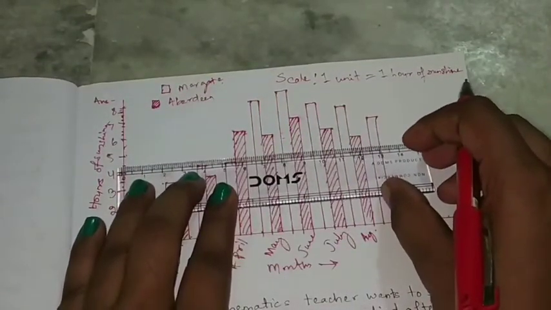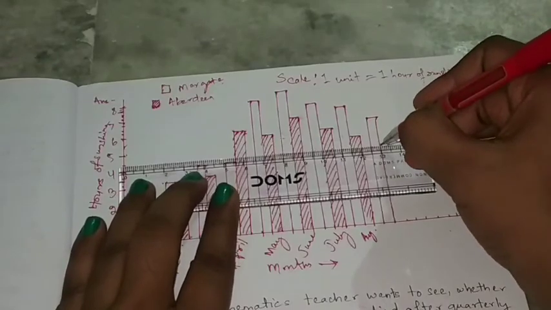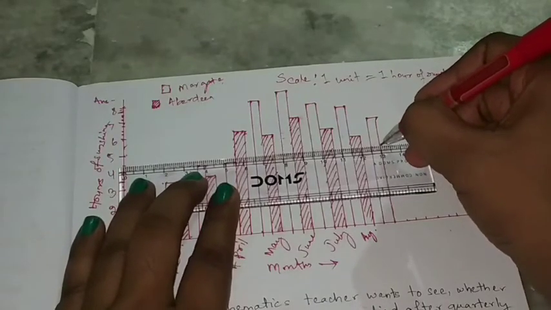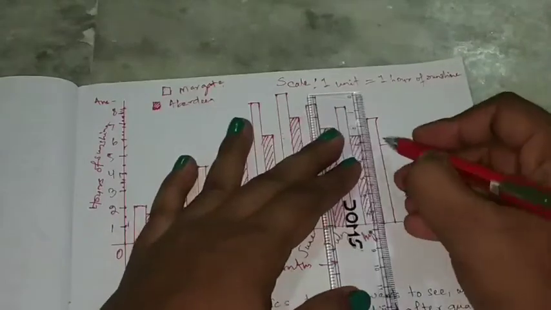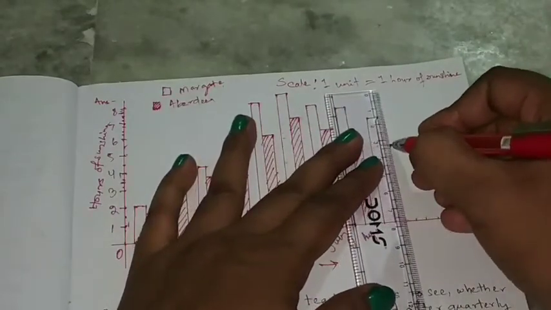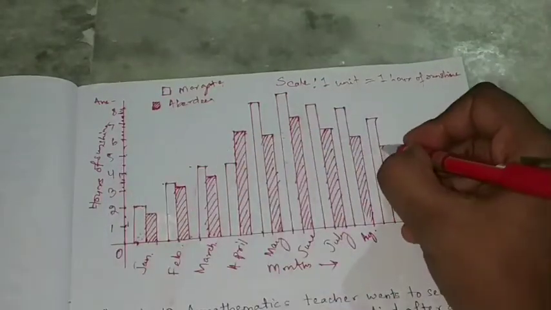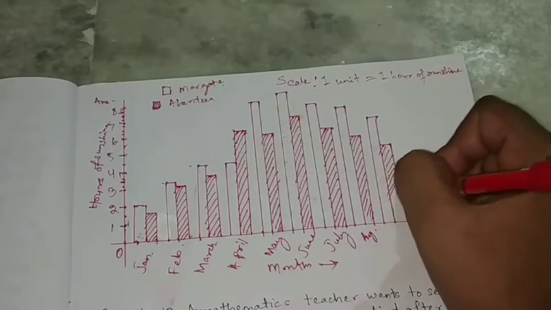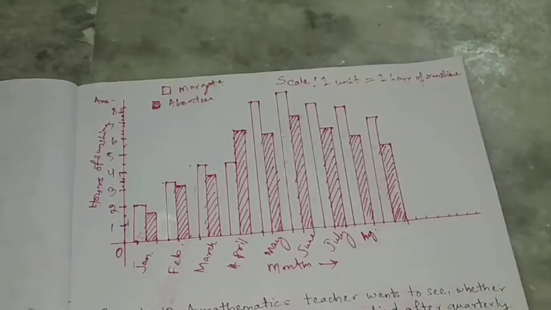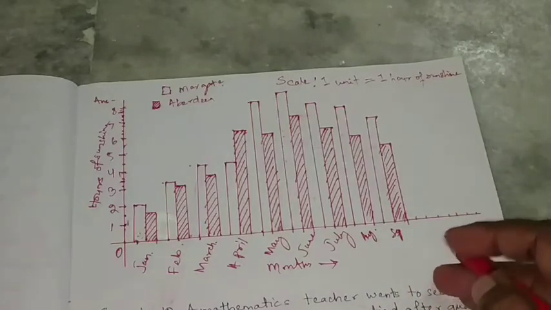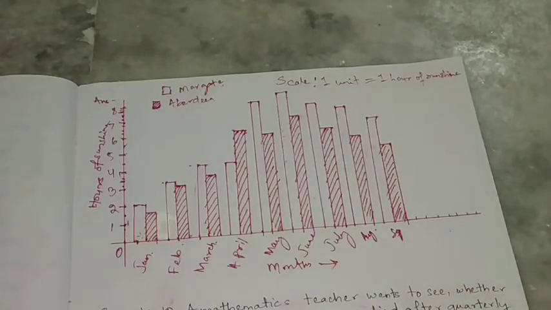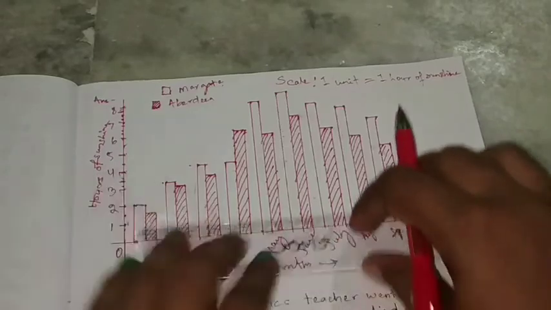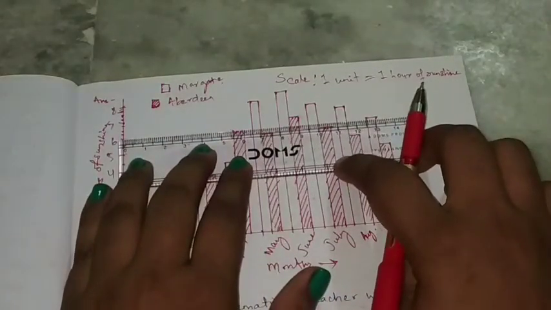So take this. Then make the bar and mark it with slash. This is for September. Like this you can make for October, November, December. I am making next for October. In Margate 6 hours, in Aberdeen 4 hours. So look at here, 6.